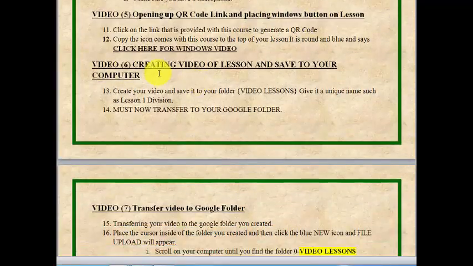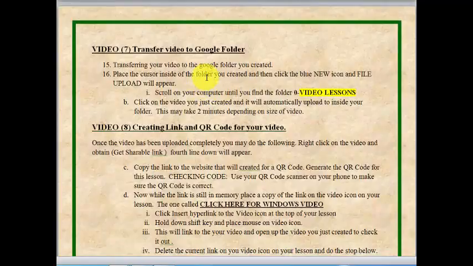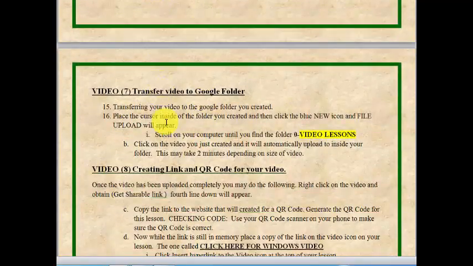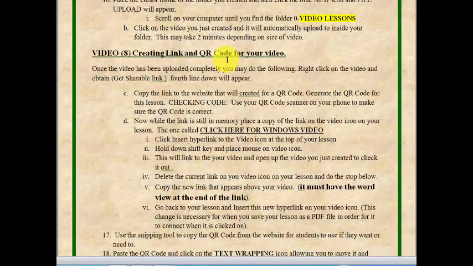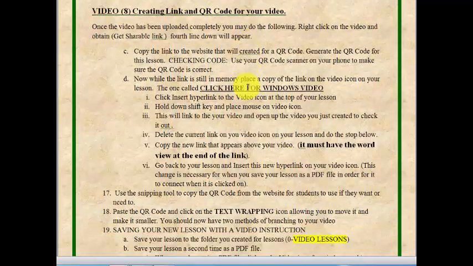In video 6, we're going to show you creating a video lesson and saving it to your computer, how that works. In video 7, we're going to show you how you can transfer the video to your Google folder and allow it to be shared. In video 8, we're going to show you how to create a QR code for your video and how you can make it so the video will also work with the QR code and with the video button that we've supplied for you.